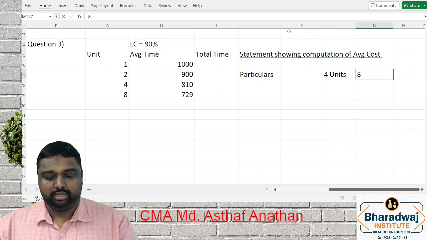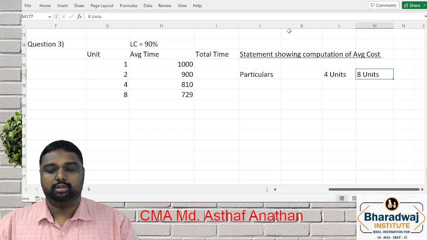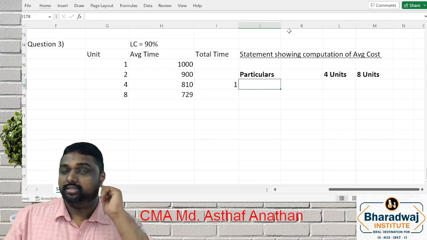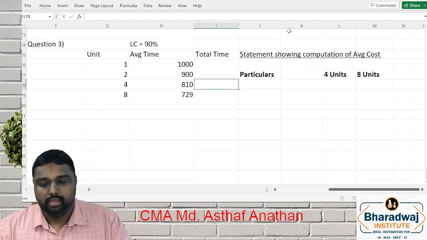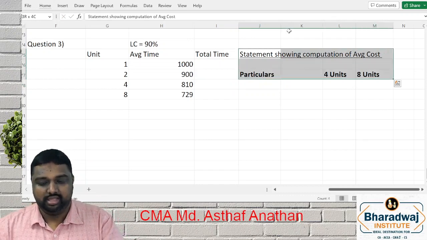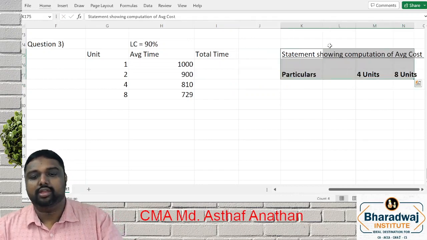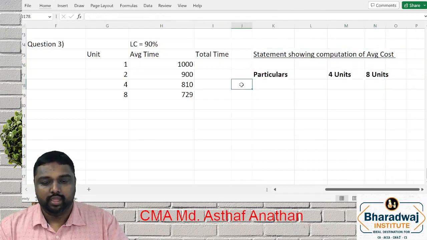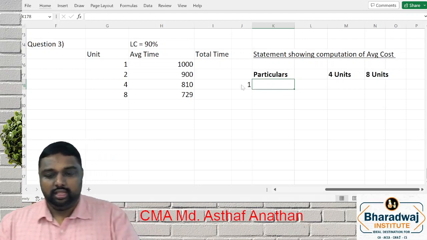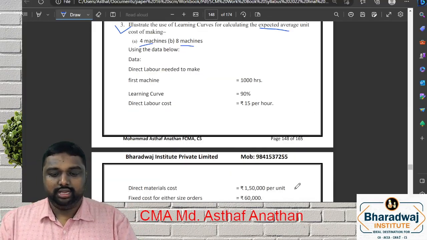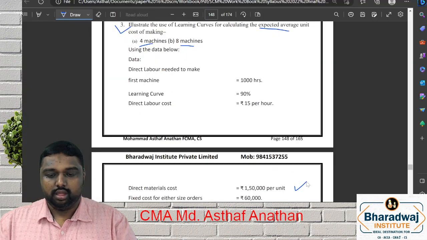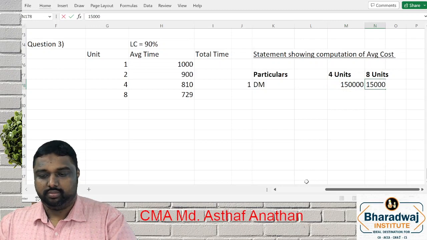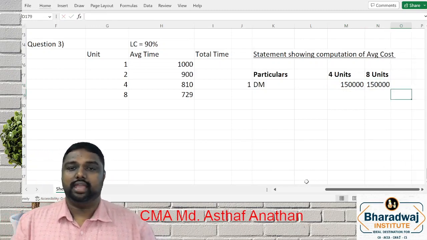I'm doing the shortcut method. If you want, we can do the total approach also. I'm doing directly the shortcut. Average means per unit. If you want, you can do total and convert into per unit. But the question is asking only what? Average. Average means 1 unit. So what is the material cost? Material cost is 1,50,000. Per unit will remain the same.